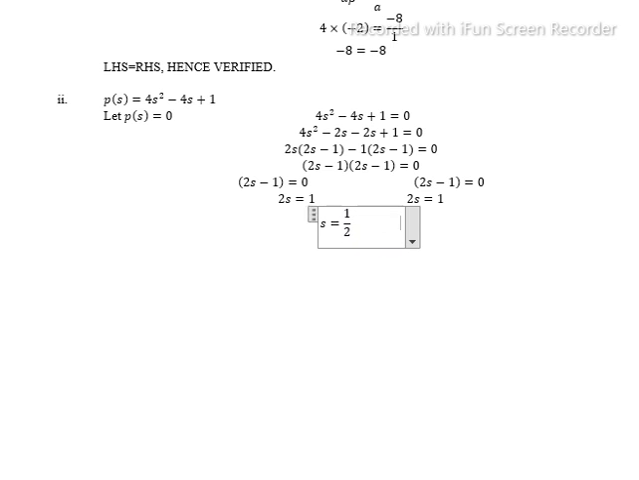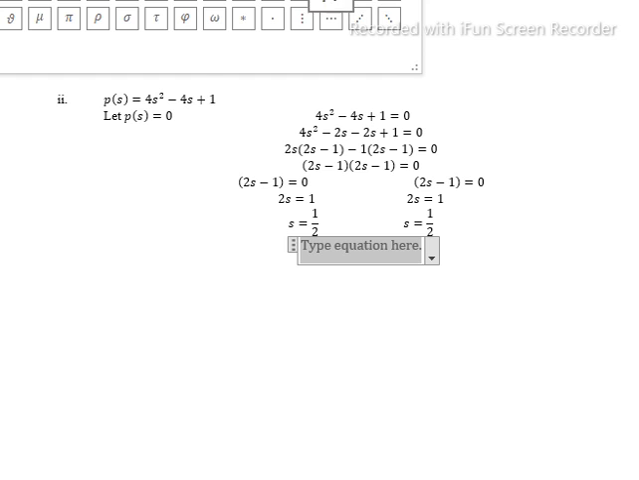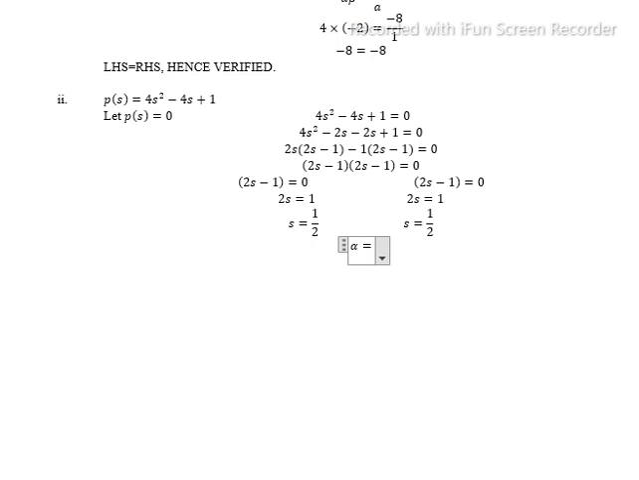Similarly, for the other factor, s is equal to 1 by 2. So these are the zeros of the polynomial. Alpha is 1 by 2 and beta is also 1 by 2, the same, since it has equal roots. So alpha is equal to 1 divided by 2 and beta is equal to 1 divided by 2. These are the zeros of this quadratic polynomial.